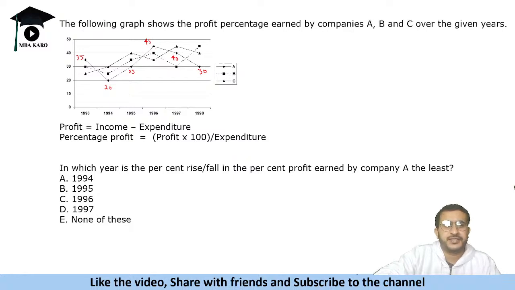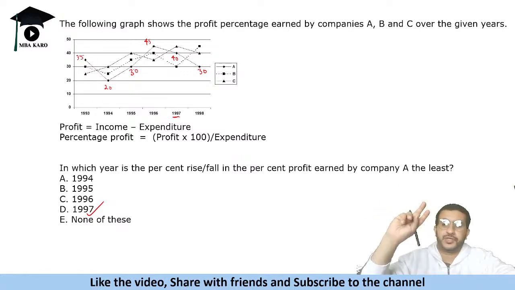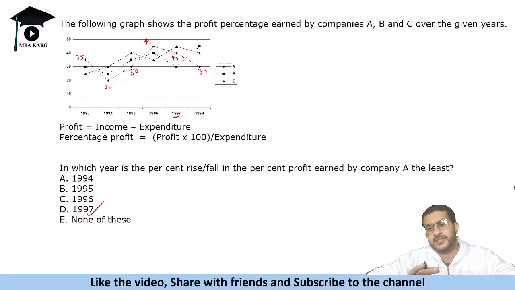Like if you see the change is 5 here also. Like sorry, the 30 hai. The change is 15, 10, 15. There is only change of 5. So which year? 1997. So we always find the change with respect to the previous year. So change is 5 only. So you do not need to find the percentage change.